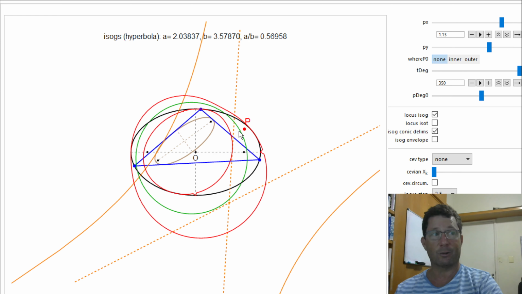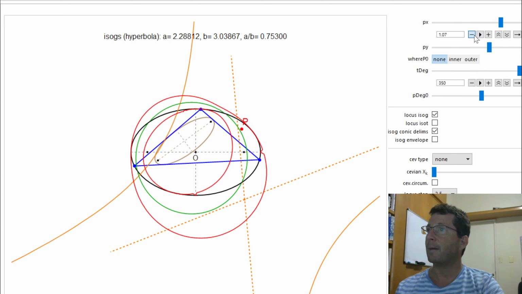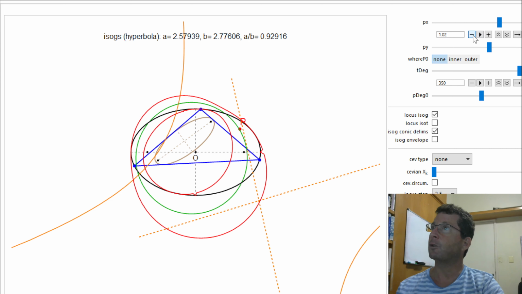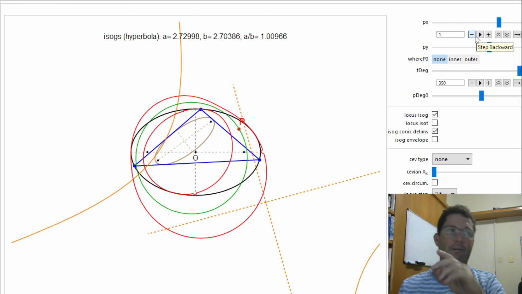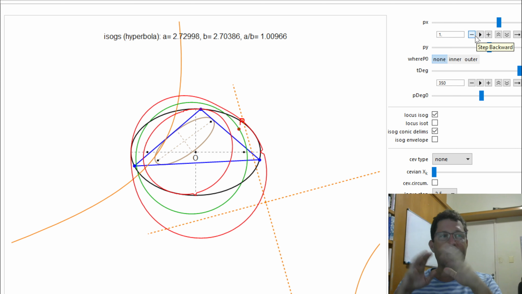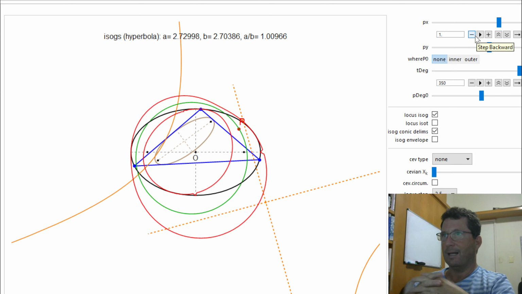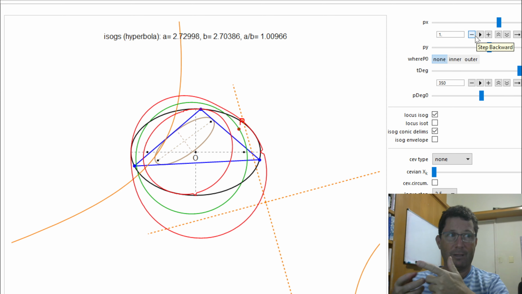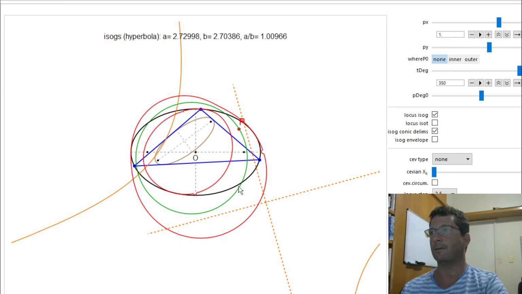If P is on this green curve, let's go ahead and place P over there. You can see here that the axis ratio of the hyperbola is tending to 1. So if I'm exactly on the green curve, I am a rectangular hyperbola. And the really neat observation is that the locus of P, such that the locus of the isogonal is a rectangular hyperbola, is a circle. So this green curve here is numerically a circle.